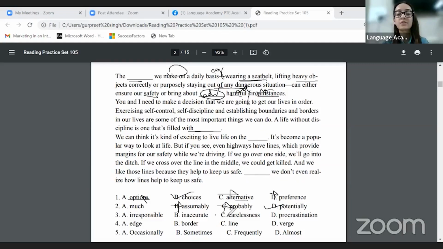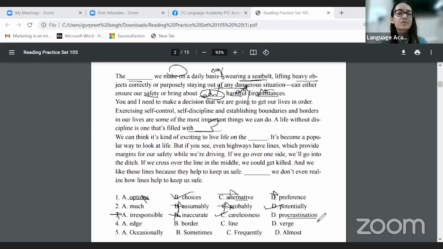That answer will be filled with carelessness. See, a life without discipline is one that's filled with something. So we need a noun here. Inaccurate and irresponsible are not nouns, they are adjectives. Carelessness and procrastination are nouns. The meaning of procrastination is when you intentionally keep delaying things. That is the process which is called procrastination.